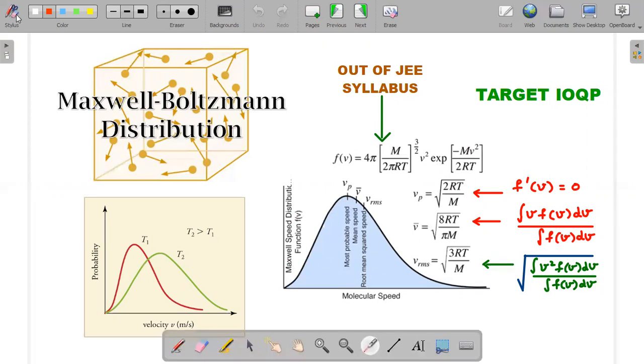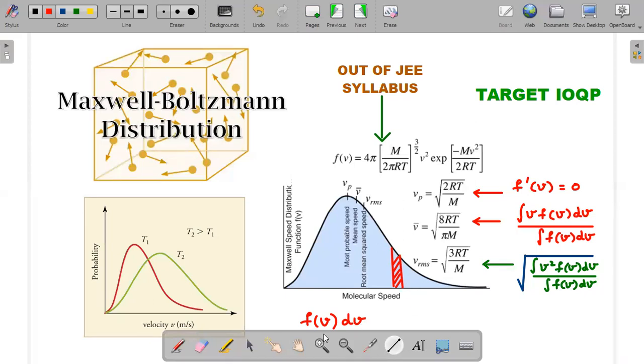What it means actually is that F of V dV is the probability, which is the area of a small strip here. Let me take a small strip here. This would be, by the simple idea of area under graphs, the F of V dV.